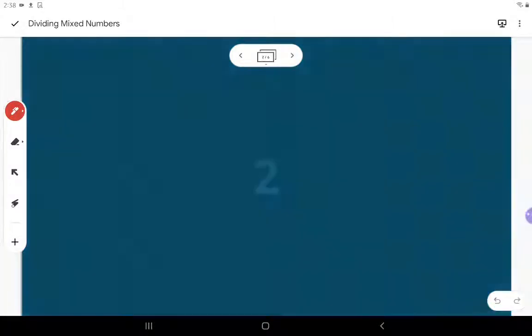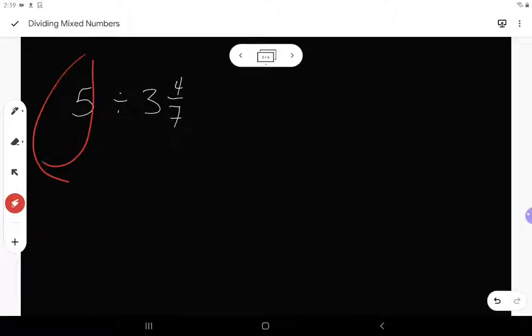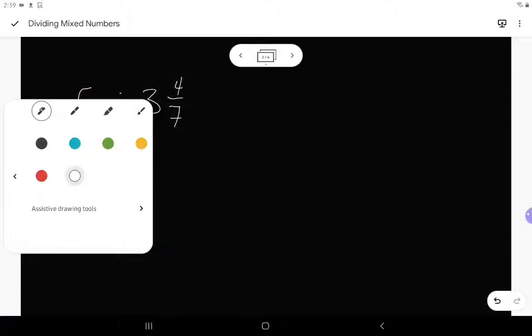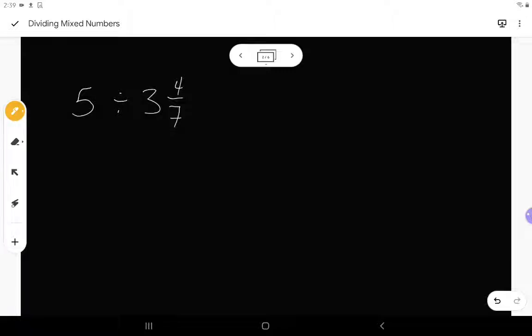Okay, let's do another one here. We'll change it up a little bit. So let's go 5 divided by 3 and 4/7. Okay, now what do you do if you have a whole number? If we've got a whole number, so I just have that 5 here. What I would do, you can do this anytime you have a whole number, is you can simply put it as 5 over 1. So anytime you have a whole number, if it will help you, you are allowed to write it as over 1.